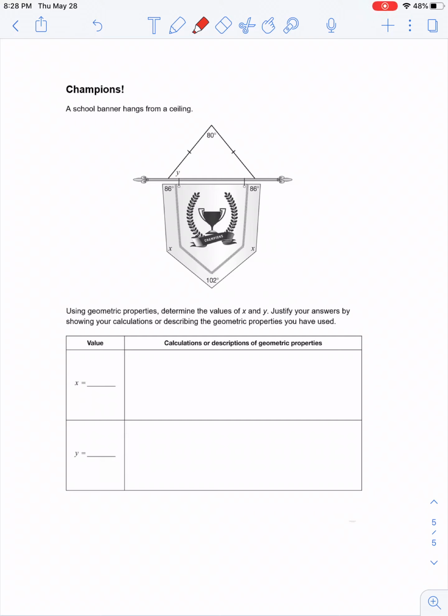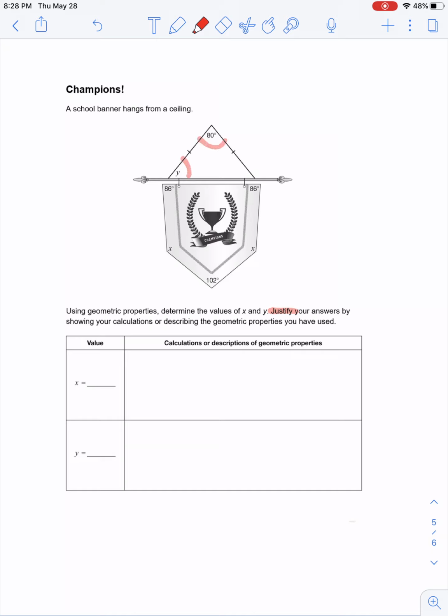In this question, we want to use geometric properties to determine the values of x and y in the diagram. The important part of this question is to justify our thinking by using calculations or describing geometric properties or definitions that we used to come up with the angles. So let's start with the triangle at the top.